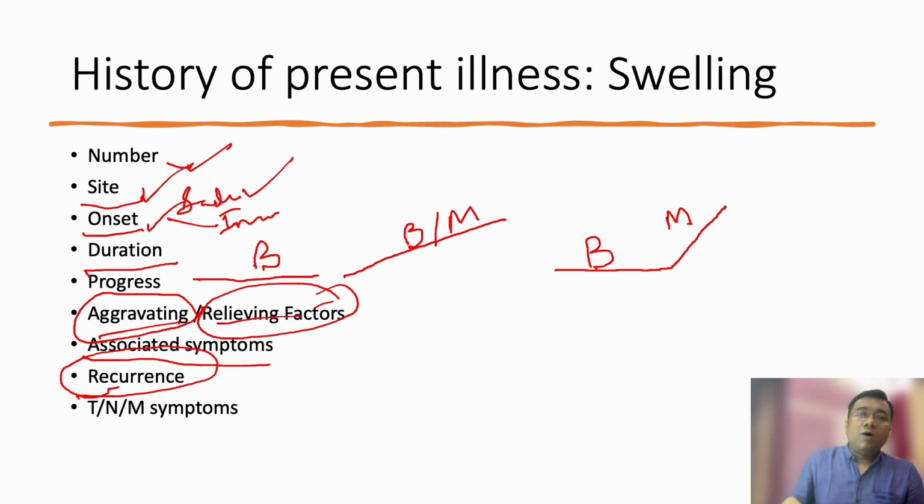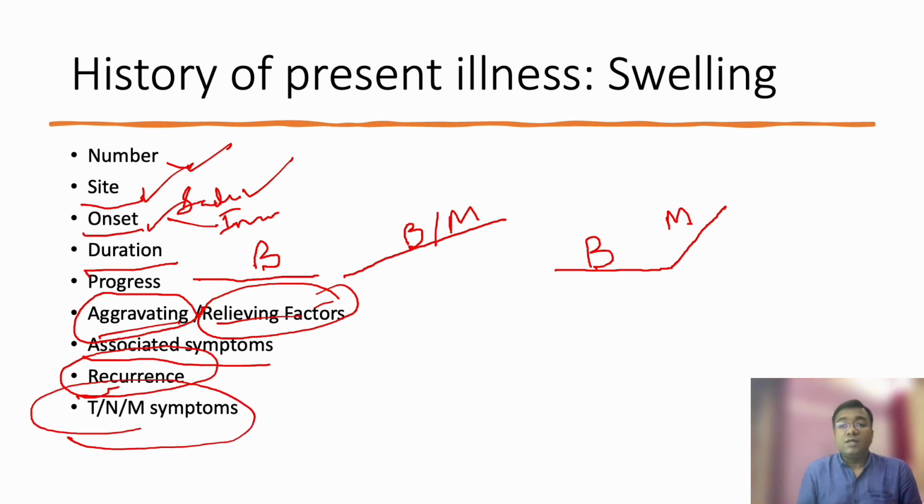Now, I always try to include the TNM symptoms, because the swelling which you are dealing with may be a malignant one. For this malignant one, you need to take a positive or negative history of TNM, because your aim of history taking is not only to reach a diagnosis but also to stage the disease if you are dealing with a malignant one. So T symptoms mean the pressure effects which can happen with that swelling. So the site of the swelling is very important.